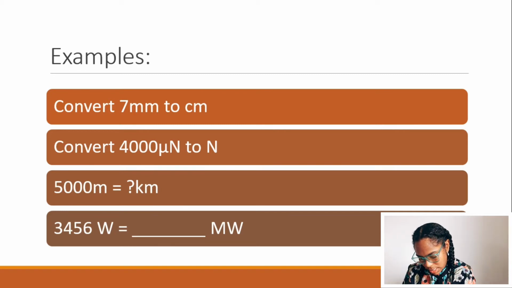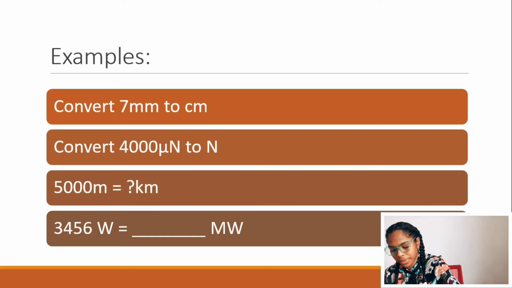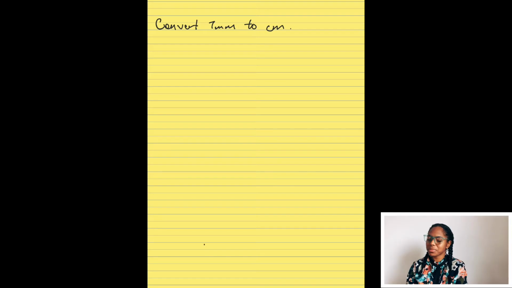So our first question here is, convert 7 millimeters to centimeters. Now excuse my handwriting, because my handwriting is a little bit bad. What we're really trying to figure out here is how many centimeters there are in 7 millimeters. So it's essentially like dividing, because you're trying to find out how many of one unit there are in another.